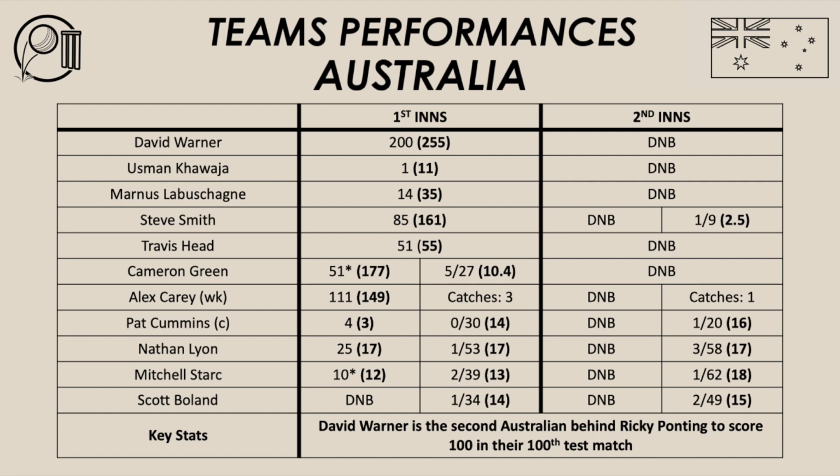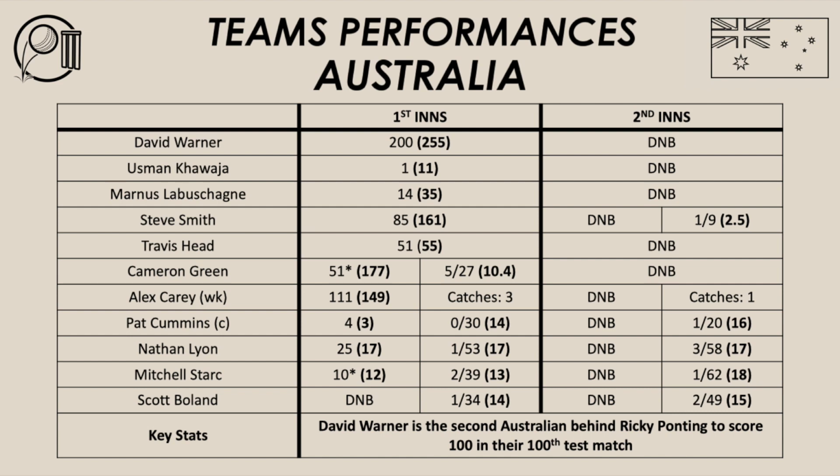Let's have a look at the Australian bowlers and their performance in this second Test at the MCG against South Africa. A wicket for Smith, a wicket for Cummins, 4 wickets for Lyon, 3 wickets for Starc, and 3 wickets for Boland. That's how the Australian bowlers went about things in this second Test with the ball against South Africa.